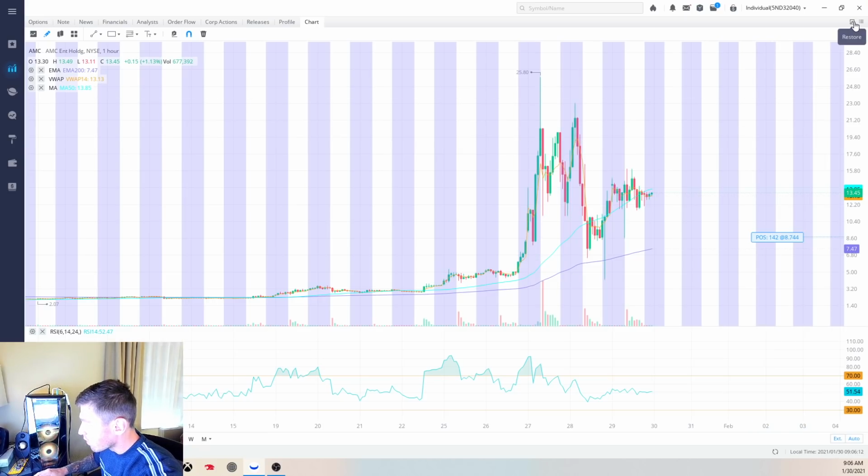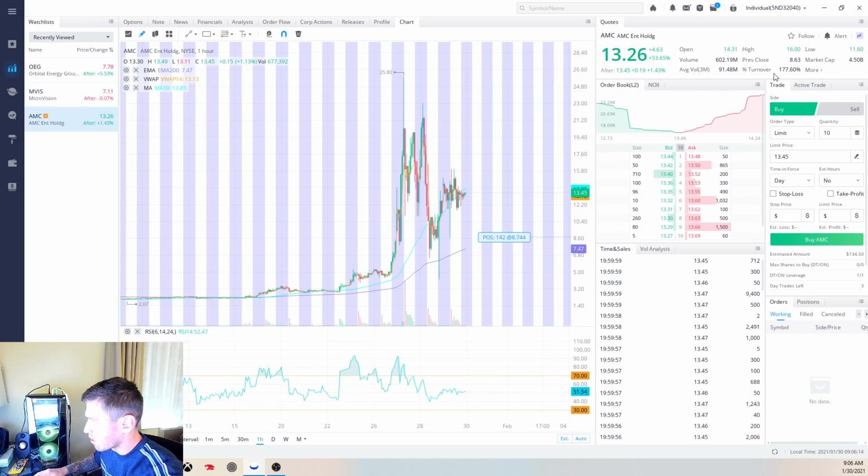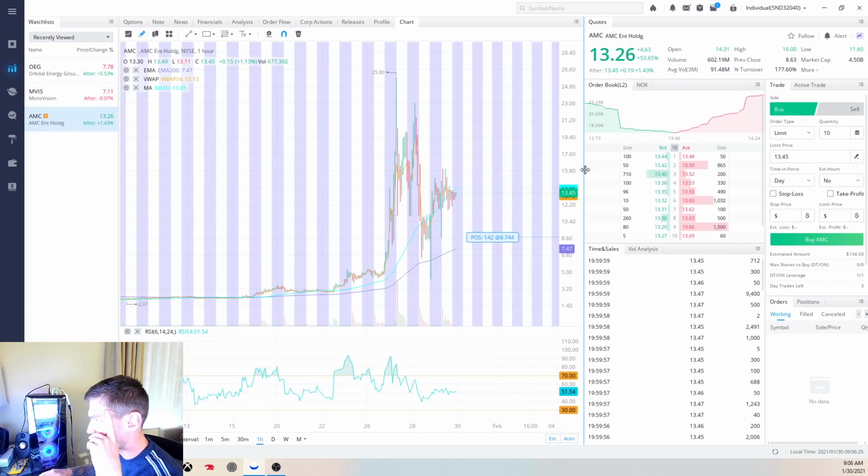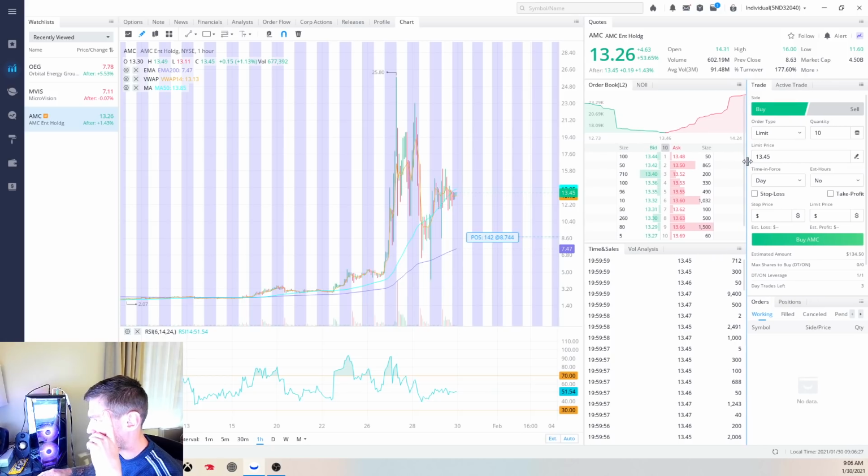So if you'd like to go back to minimize screen, you just click restore on the top right there, and we will cover here the quotes, the level 2 books, the trade tab, this time and sales, all this different stuff. And basically, let's say that you're swing or day trading, right? And you want to be able to keep track of a bunch of different things while you're watching the price action. Well, the level 2, what this tells you is where we're expecting current orders to fill, right?